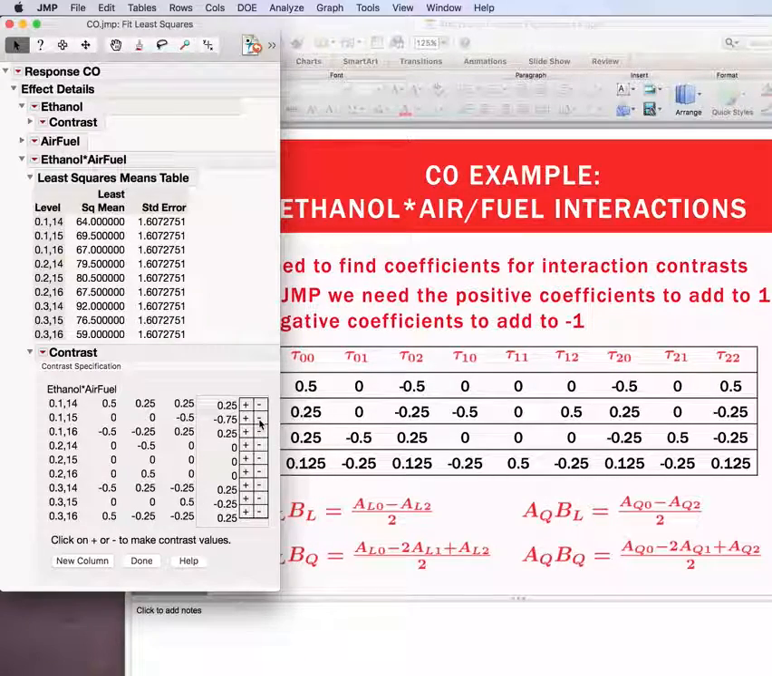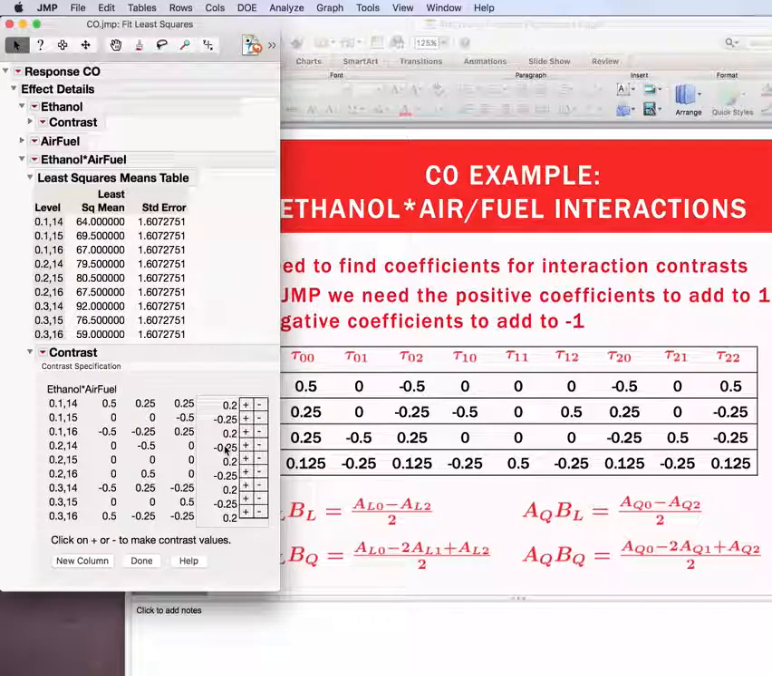Let me add one more to that. Okay. And then I need to do the middle level. I'm going to do minus, plus, minus. And so this is not anywhere close to being correct.